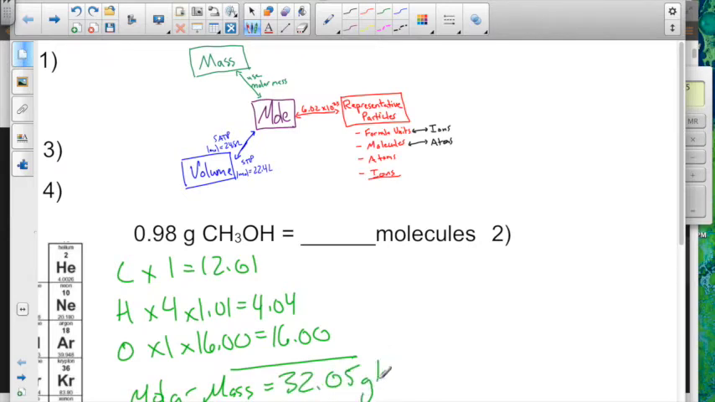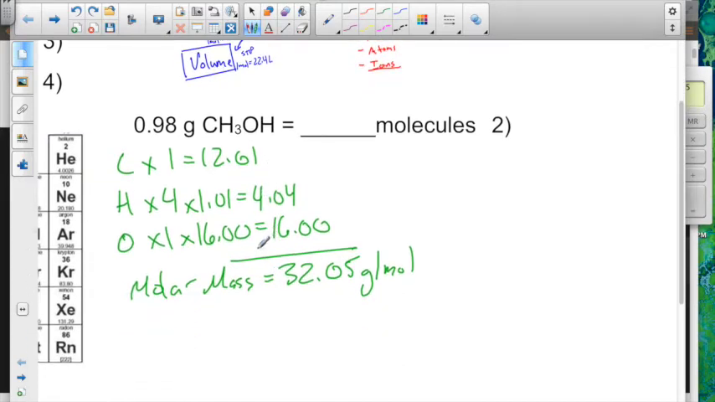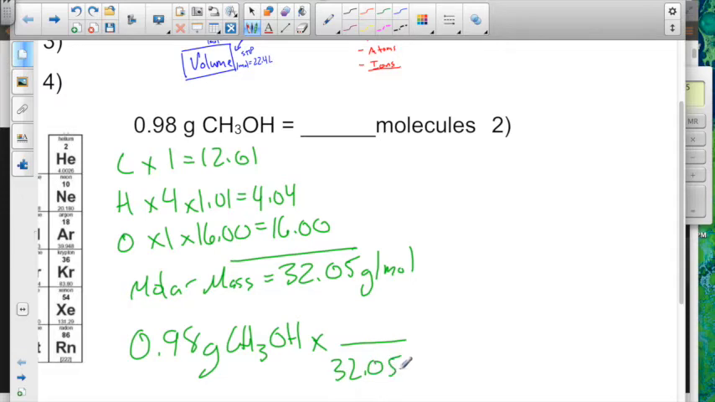32.05. And that, of course, is always in grams per mole. So now that we have that ready, we're ready to go. So we have 0.98 grams of CH3OH times. Now, what do we want to put on the bottom and what do we want to put on the top for our conversion? Well, we know that we want our units to cancel. So if we put 32.05 grams, our grams here and our grams here will cancel and we will get moles, which is what we want from this step, right?